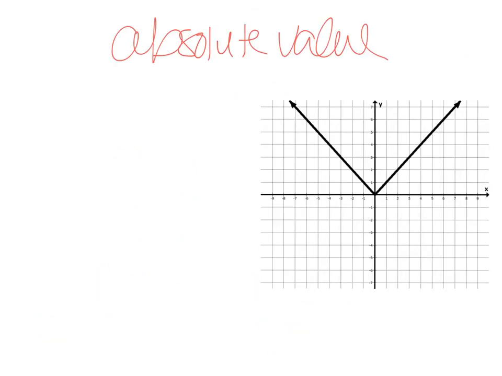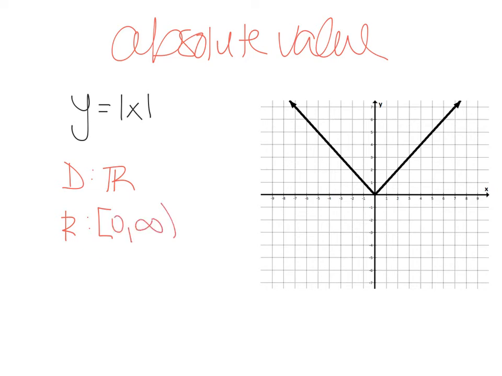The next graph is absolute value. Its parent function is y equals the absolute value of x, which is demonstrated to the right on this screen. The domain and range for absolute value is very similar to the quadratic, just because it goes to the origin, just like the quadratic. The quadratic's U-shaped, absolute value is V-shaped, so the only real difference here is the shape of it. So my domain for this is all real numbers, and my range is 0 to infinity, or you can say y is greater than or equal to 0.